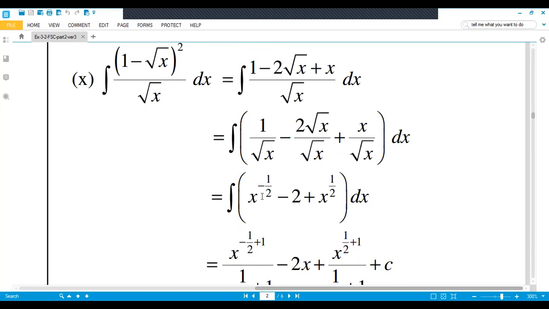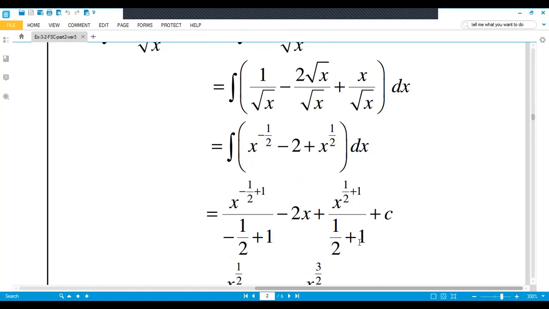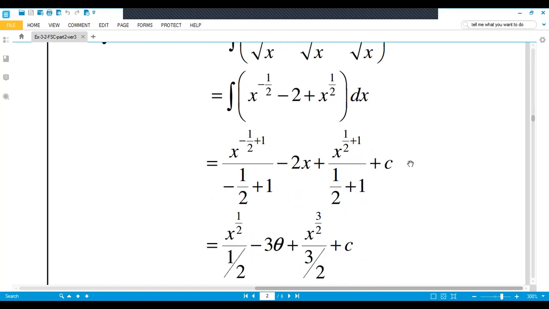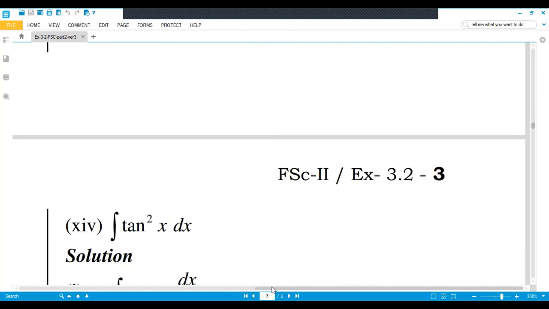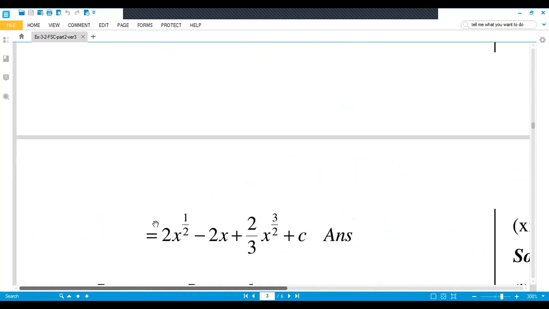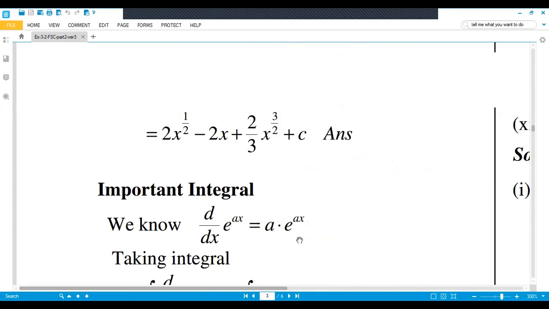Then you take the integration of the first term, power 1 will be added, and minus 2x will come because d and integral will cancel, so x will come, and power 1 will be added and you divide by the same power, plus c, the constant of integration. This is 2, not 3. By mistake, it's written 3. It's 2, not 3. So you will get this required answer.